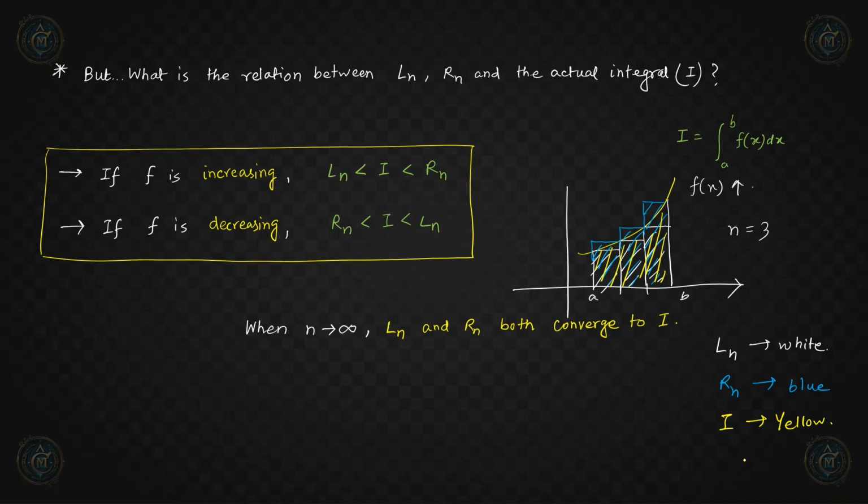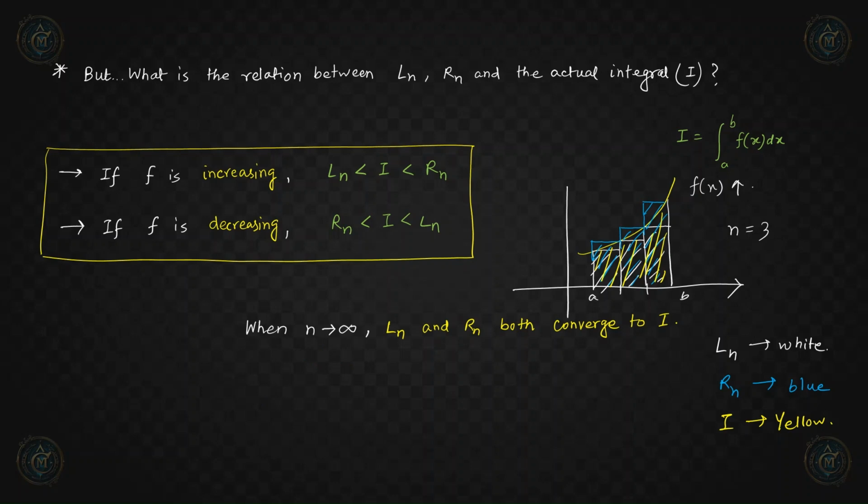So we can clearly see and compare these things, Ln, I and Rn, for an increasing function, and similarly you can check for a decreasing function by constructing the rectangles and checking it yourself. But remember, when we are taking the case n tending to infinity, taking so many subintervals that the width of each rectangle is tending to 0.